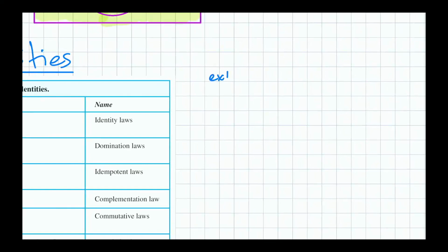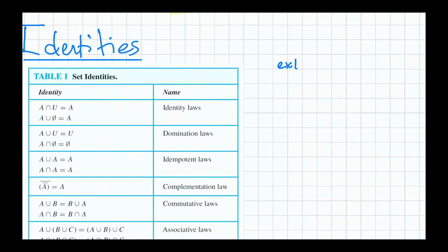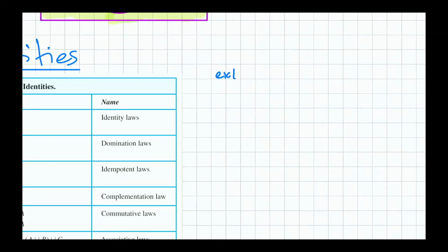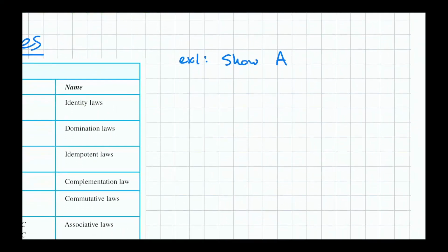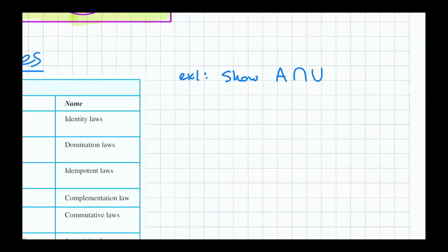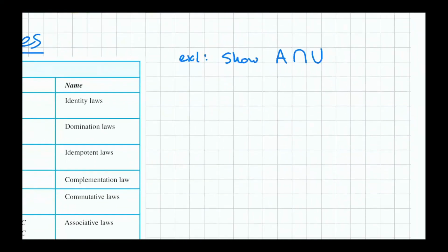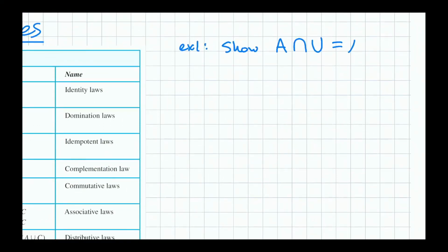So let's look at an example. Let's show this one. That example one, show A intersect the universe should just be A. Okay, should that be true? Yeah, of course that should be true.